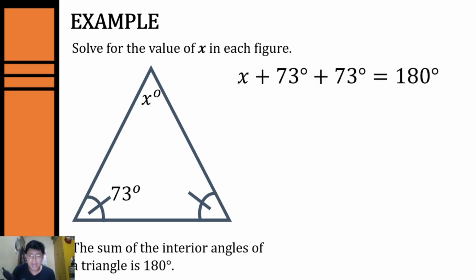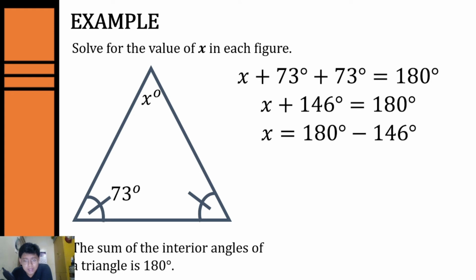So we will have x plus 73 degrees plus 73 degrees is equal to 180 degrees. So let's combine like terms. 73 plus 73, that is equal to 146 degrees. So let's transpose 146 degrees to the other side of the equation. So we have x is equal to 180 degrees minus 146 degrees. Simplifying that, we have x is equal to 34 degrees.